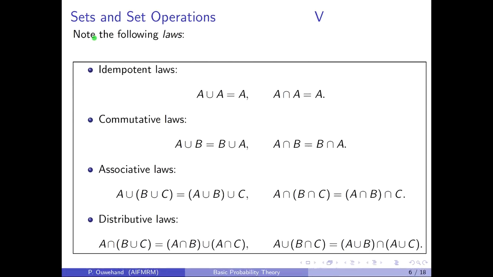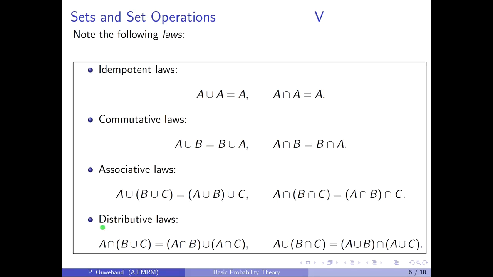Now consider the following laws, some of which are self-evident and some of which will be left as exercises. Firstly, we have the so-called idempotent laws. A union A is A, and A intersection A is A. If you think about it, these are completely obvious. We also have commutative laws. A union B is equal to B union A. And similarly, A intersection B is equal to B intersection A. This also ought to be clear. In the same way, the associative laws, A union (B union C) is equal to (A union B) union C, and the same for intersection, ought to be clear as well.